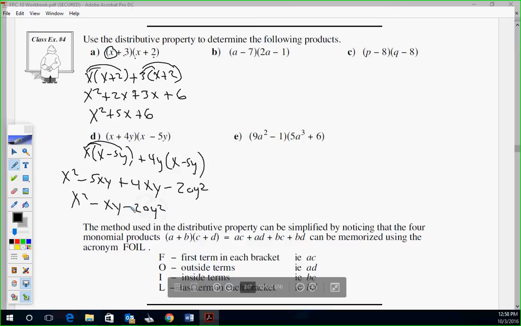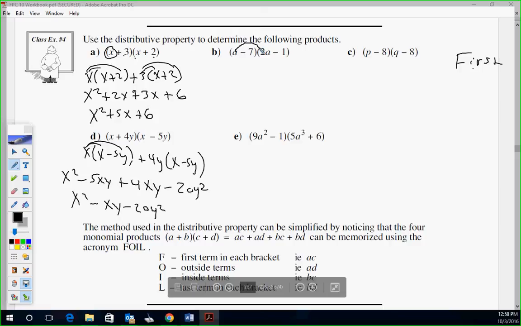Okay, so right there at the bottom now, I'm going to talk about foiling. Foiling's nice if you like acronyms or things to help you remember stuff. Foiling stands for first, outside, inside, last. Okay, so let me explain what that means. We're going to foil the part B here. So F, first. That means you multiply the two first terms. They're the first ones you see in both binomials.